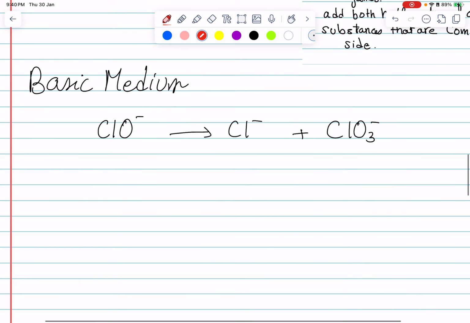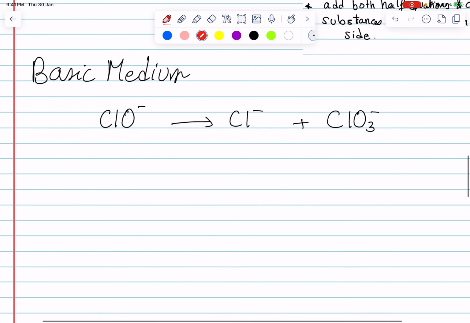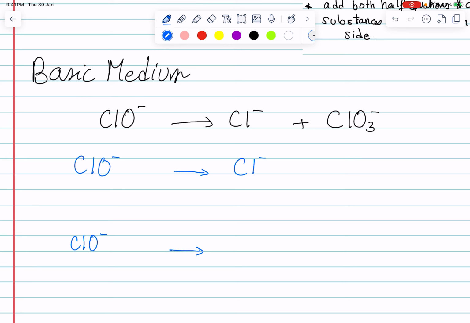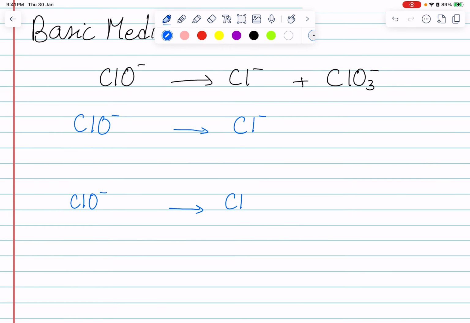Last example to do: basic medium. Now this is a bit challenging because I only have one reactant. Even if you have one reactant, for one half equation you will say ClO- changed to Cl-, and for another half equation you'll write ClO- changed to ClO3-. That's it.